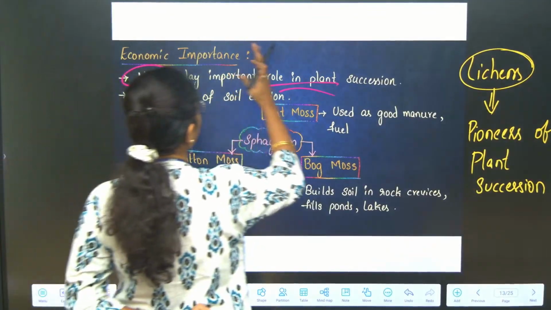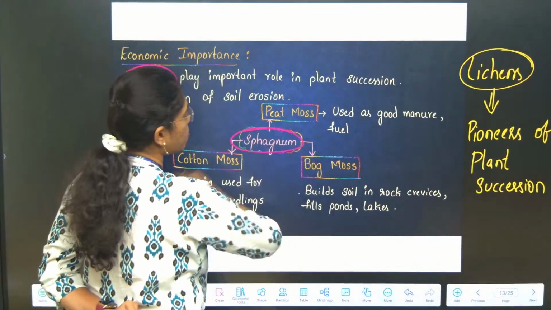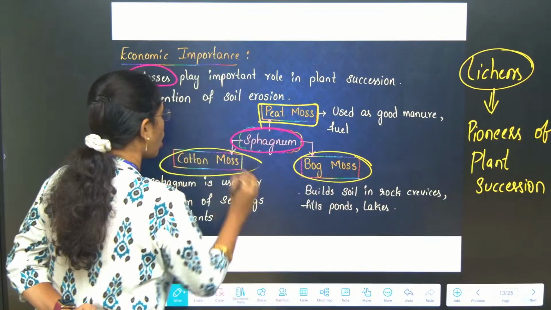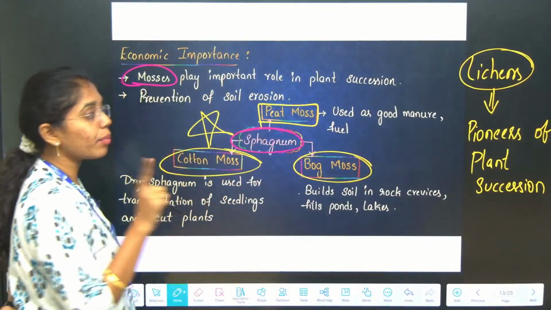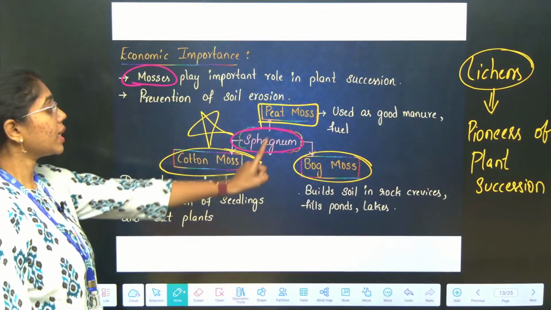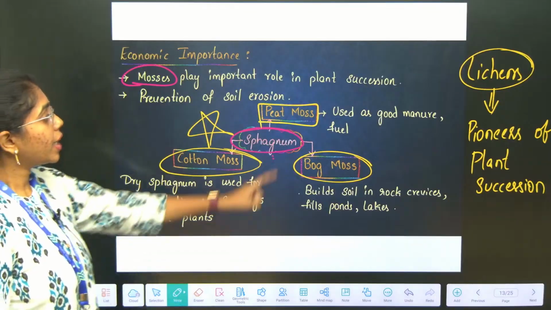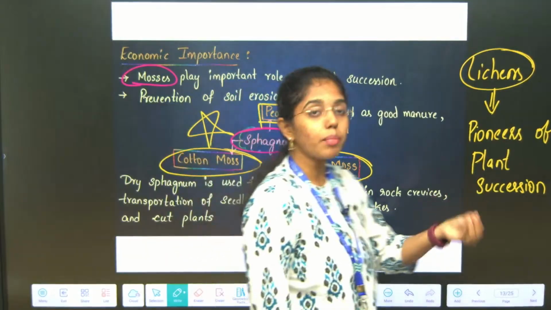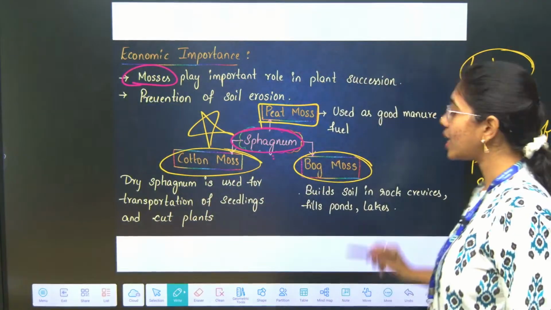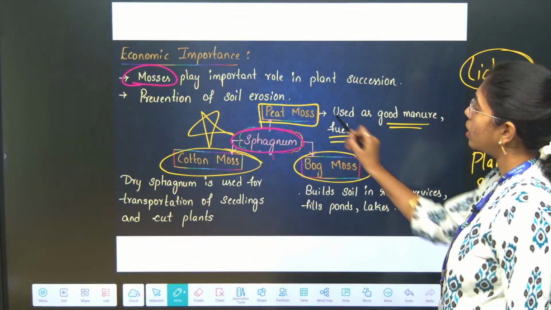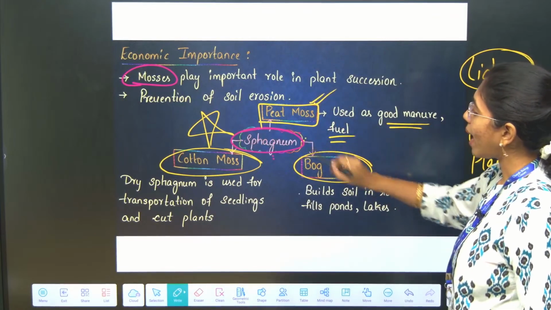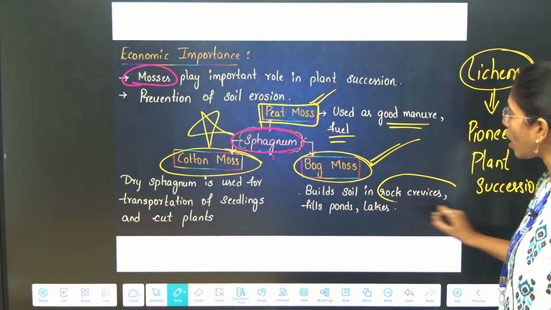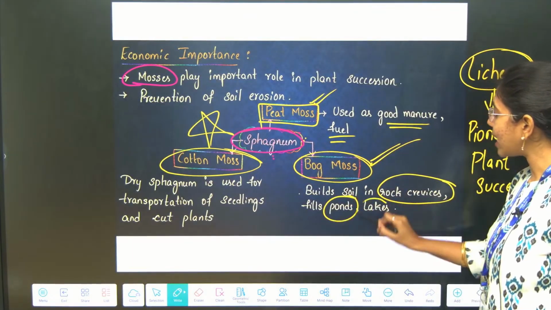They also prevent soil erosion. Sphagnum is also called peat moss, bog moss, cotton moss. Very important, a question on the economic importance of Sphagnum is asked a number of times. It is called peat moss because it grows well in marshy areas and is used as a good manure and fuel. And Sphagnum is called bog moss because it builds soil in rock crevices and fills ponds and lakes.